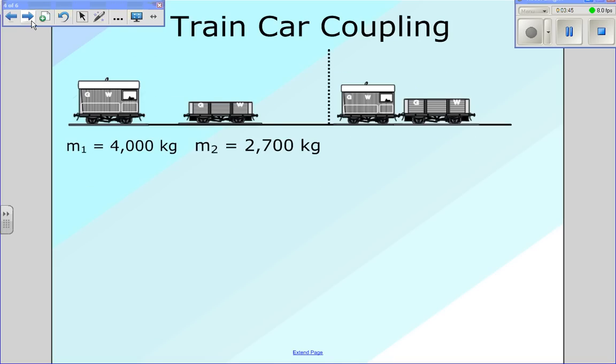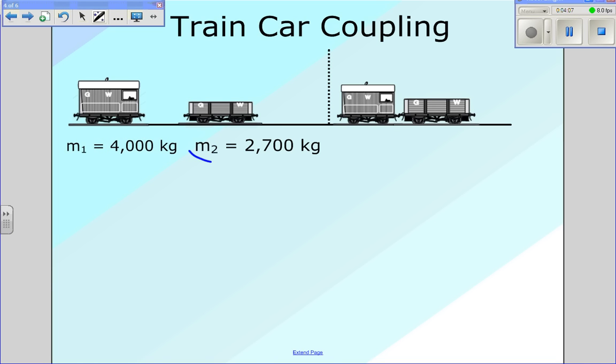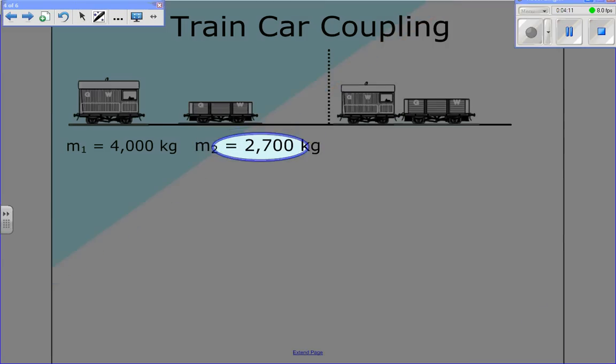So the first example we're going to look at is an example sort of in a train yard where we have trains that are coupling together. And so what we want to imagine is that we're trying to assemble a large line of trains. So we're going to see these two train cars coming together. The first train car here on the left has a mass of 4,000 kilograms. The second train car on the right has a mass of 2,700 kilograms.